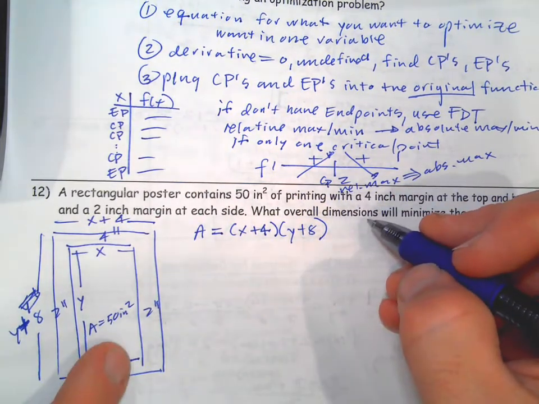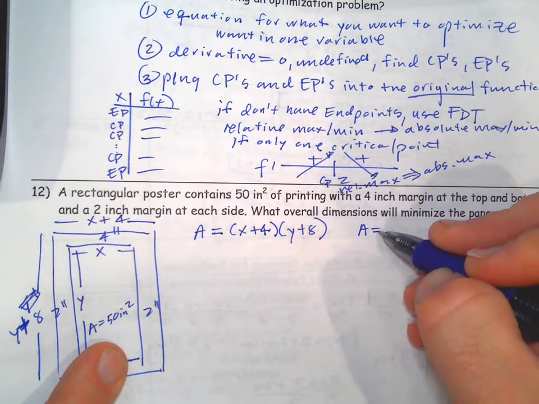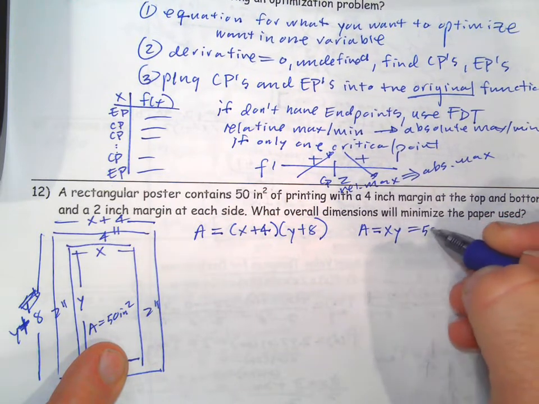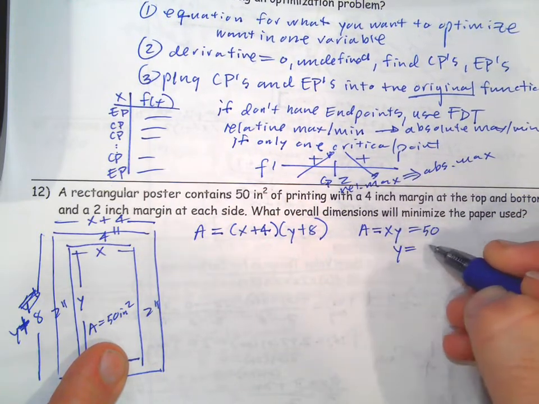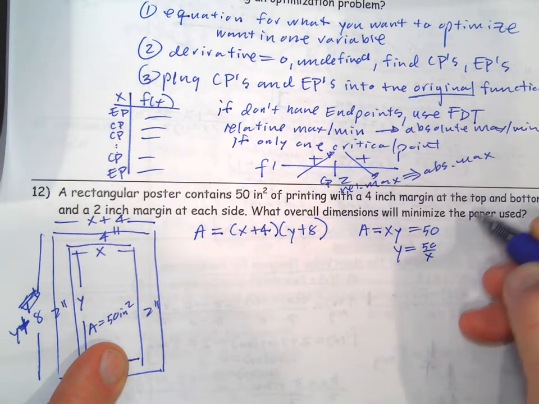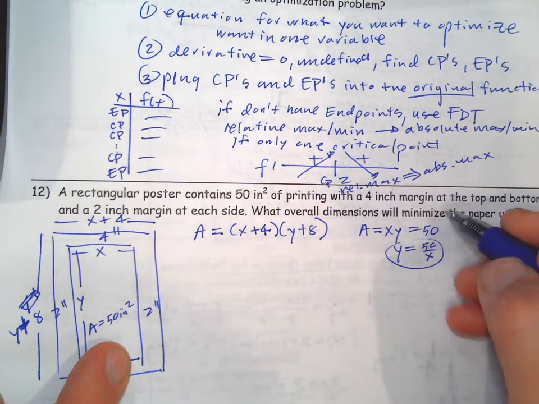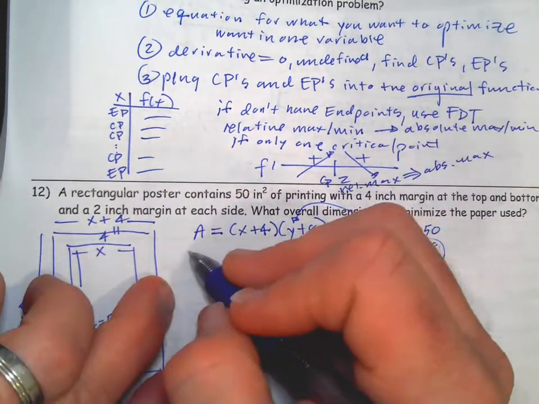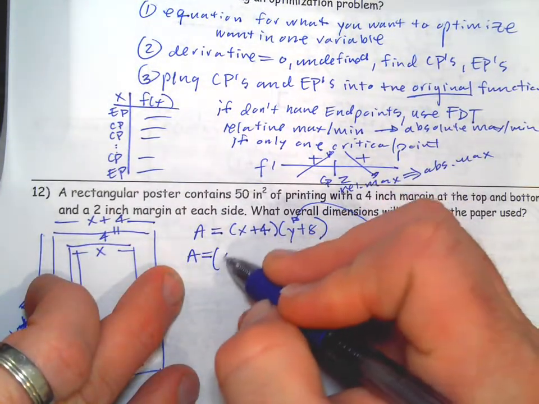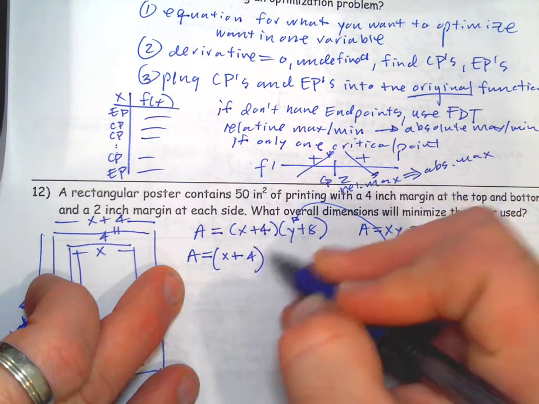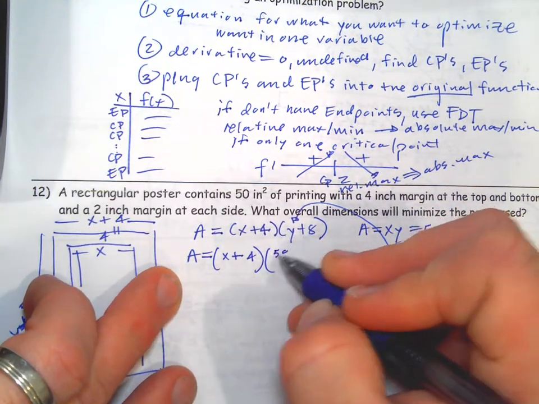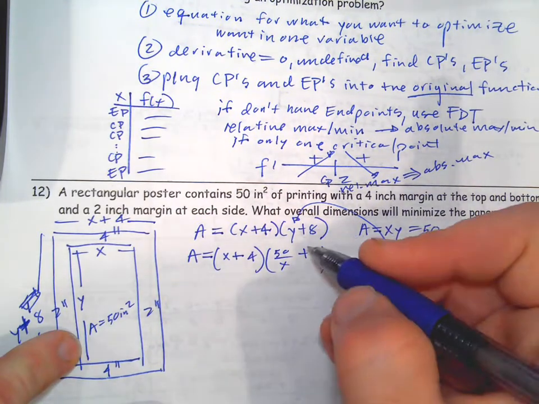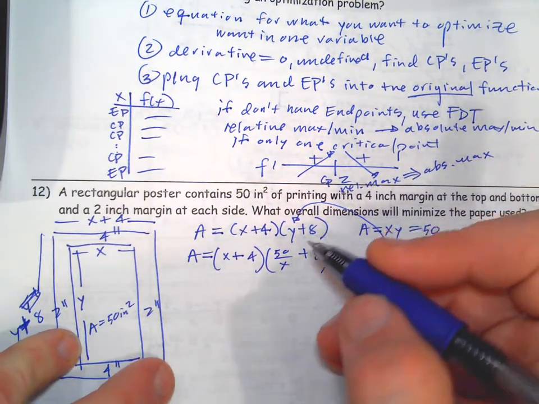So this other restriction is the area inside has to be xy. It has to equal 50 square inches. So then you could do y equals 50 over x, or x equals 50 over y. So we're going to plug that in. So x plus 4 times 50 over x plus 8. So now we have our formula for the area that we're trying to optimize, minimize, in terms of one variable.